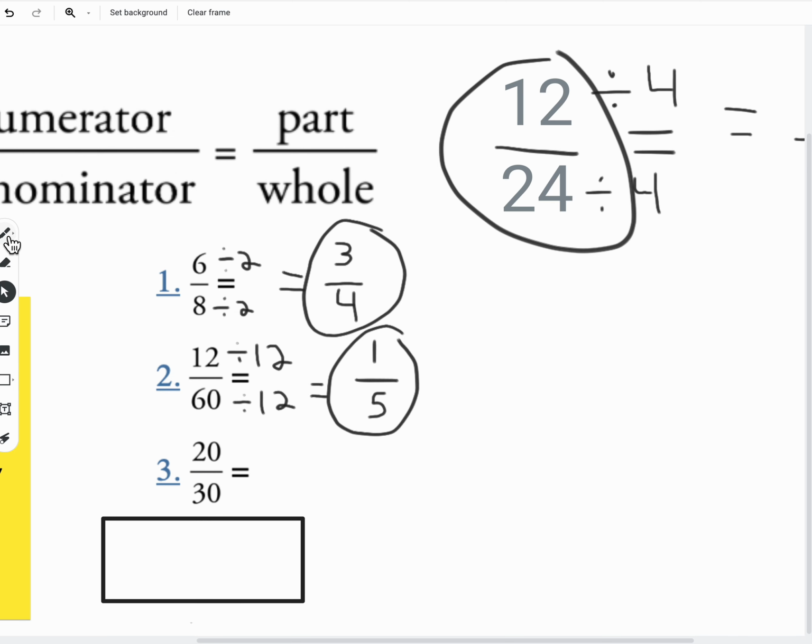Now let's try number 3. 20/30. Here we can divide out the zeros. 1 0 for 1 0. Be careful when we are canceling out zeros that we only cancel out 1 for 1. Here we have 1 0 on the top, 1 on the bottom, the numerator and the denominator. Once we cancel those out, we see 20/30 can be reduced down to 2/3.